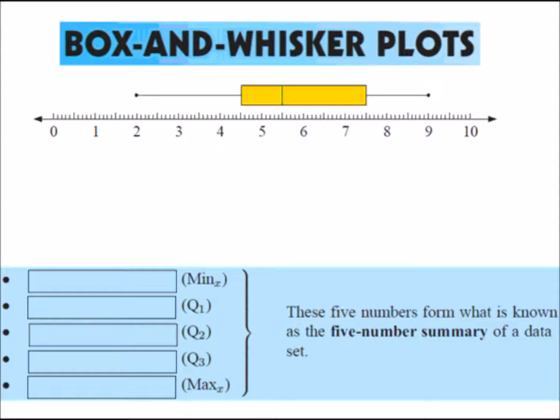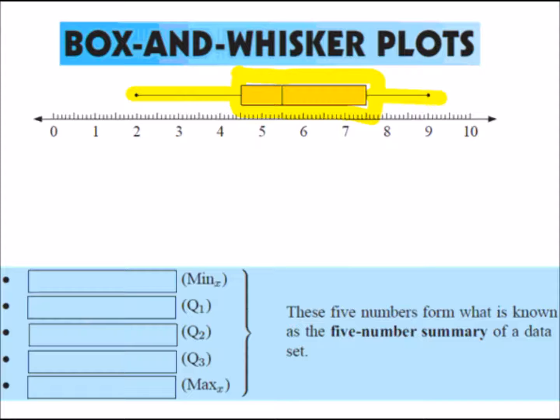In this video we'll look at what's called box and whisker plots. Now, a box and whisker plot is made up of a box in the middle here which contains 50% of the data, and a lower whisker which contains 25%, and an upper whisker, the other 25% of the data.